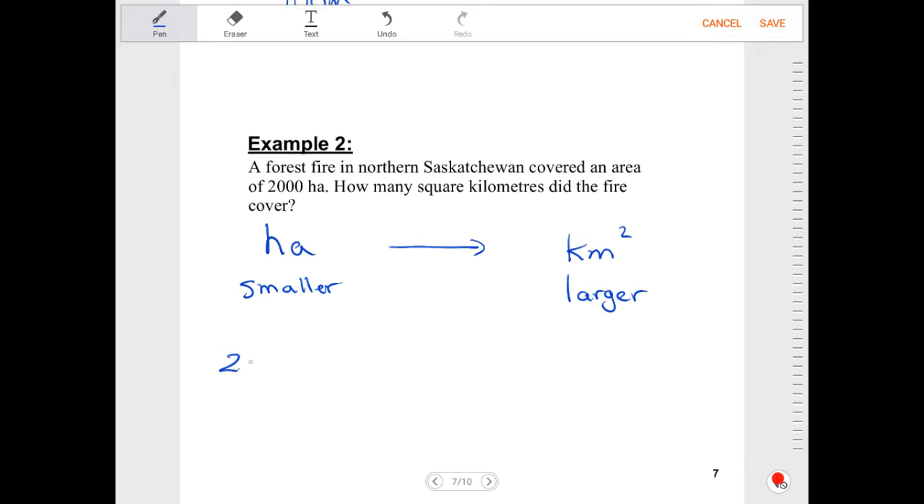So that's going to be a division process. We're going to take 2,000 hectares and do division, and that's going to give us kilometers squared. Based on the table, we know that's a jump of 2 factors of 10, so that's going to be 100. So 2,000 hectares divided by 100 will give you 20 kilometers squared. You'll notice these calculations are not too difficult. It's just a matter of having your table and knowing how many factors of 10 you need to move by, and is it division or multiplication. Let's try one more.